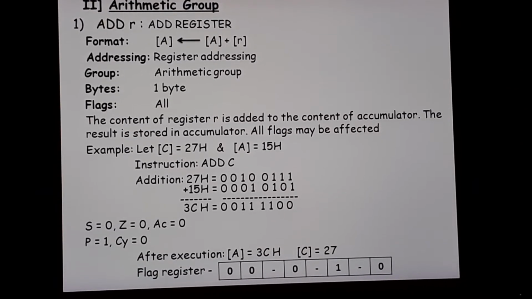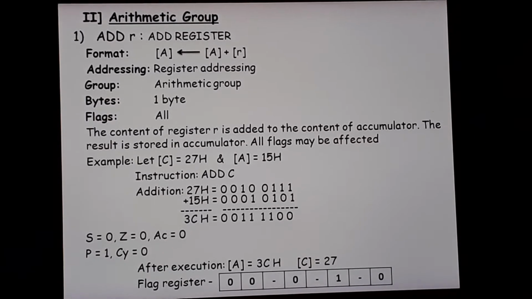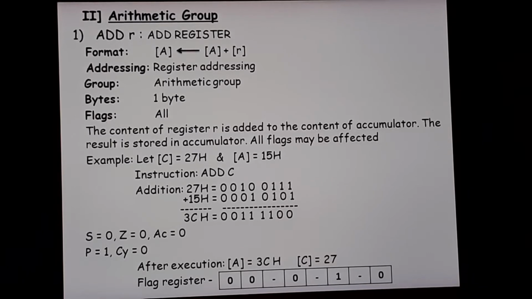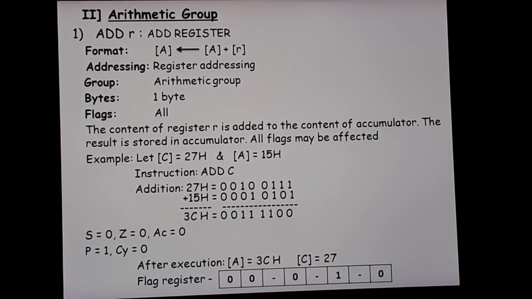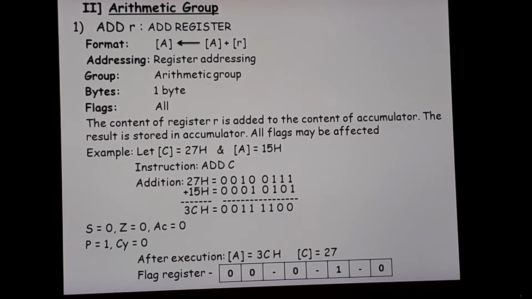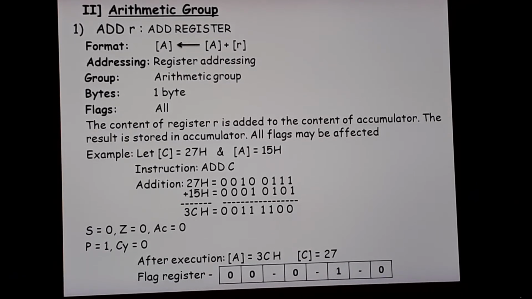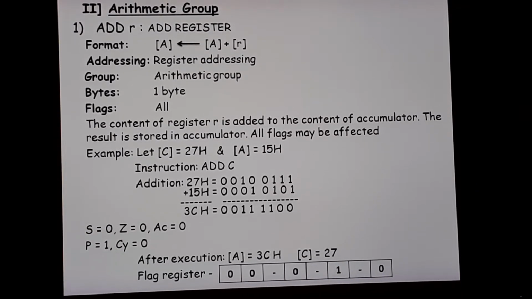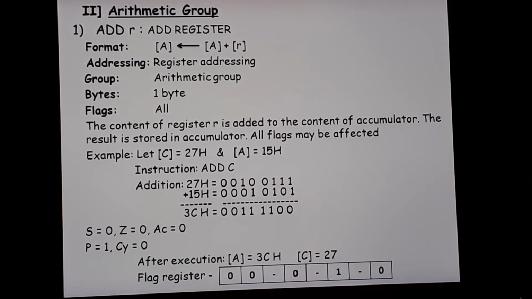There are a total of 5 groups. We completed the first group, that is the data transfer group. Now today we'll see the arithmetic group. In the arithmetic group, the very first instruction that we have is ADD R, which stands for add register. In this arithmetic group, we'll see all the addition and subtraction instructions. All of the addition and subtraction results are always stored in the accumulator, register A. Okay, so now let us start with the first instruction, ADD R.